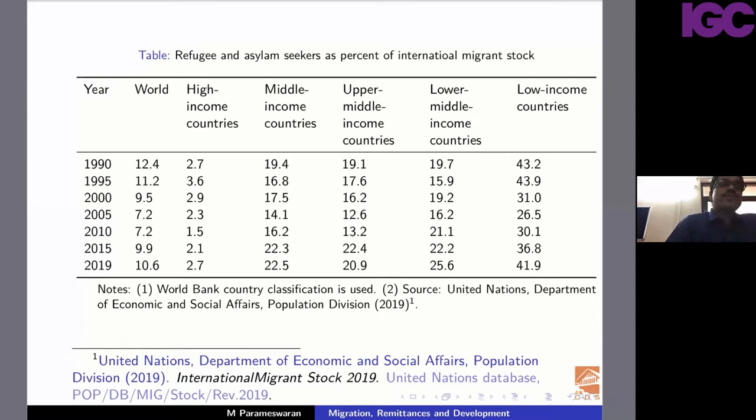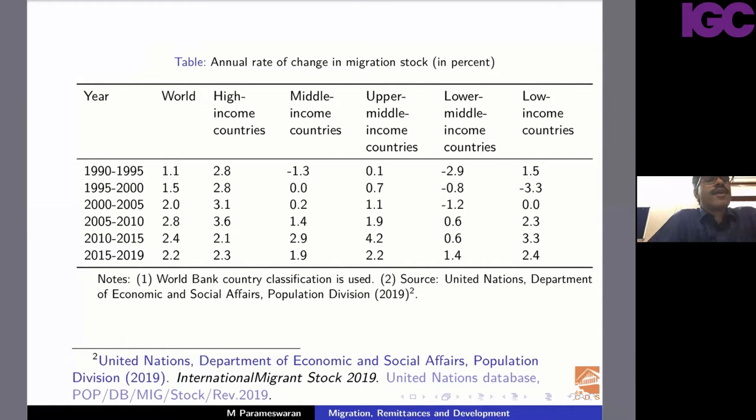Now you can also see the change in the growth rate of migrant stock. This is also the 5-year interval annual growth rate. What you can see is that for the world as a whole, for the last 4 years, 2015 to 2019, the growth rate is only 2.2%.